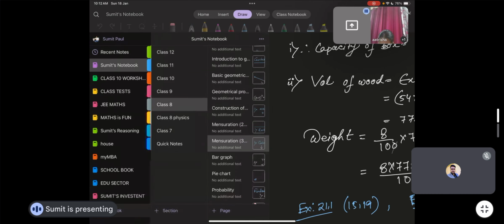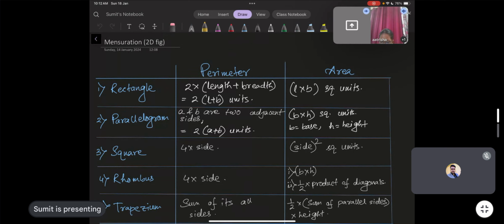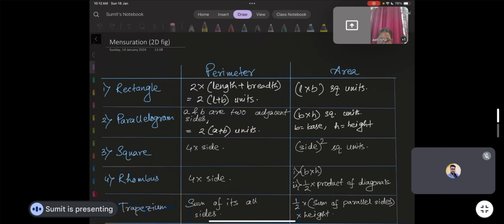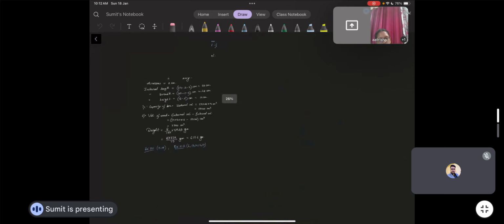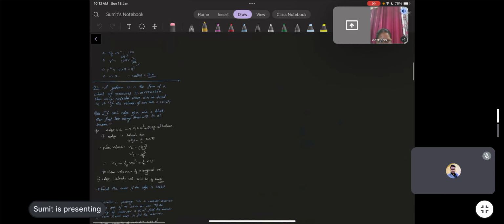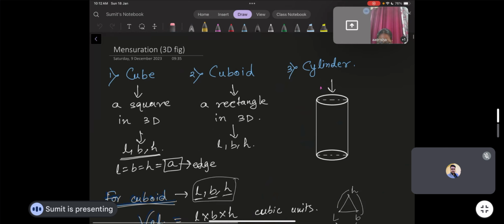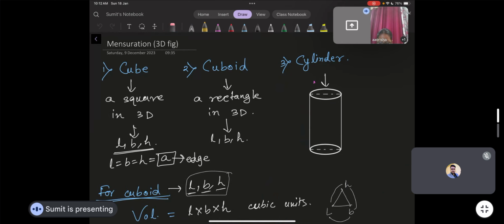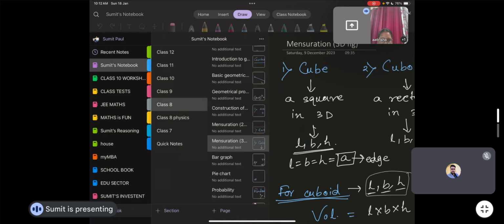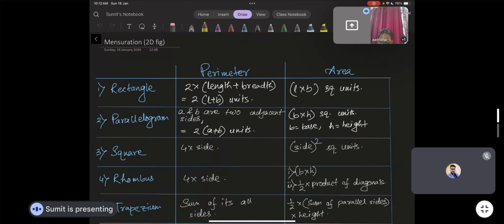Mensuration, so we have two notes on it. First one is mensuration 2D figure and second one is mensuration 3D figure. Mensuration 2D and 3D এর মধ্যে কি ডিফারেন্স আছে? 3D figure means those are measured in three ways: length, breadth and height. And two-dimensional figure means those are measured in two ways.